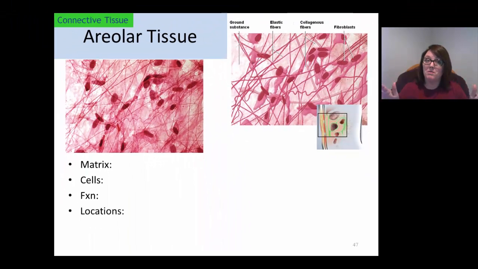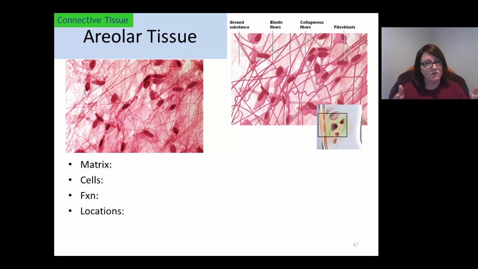The strings are part of the matrix, and the strings are actually protein fibers, things like collagen and elastic protein fibers. And the beans are cells called fibroblasts. Fibroblast means to build fibers. So these are the cells that produce the collagen fibers that we find here. Just to be clear, the fibers are part of the matrix, and the cells here are the fibroblasts.